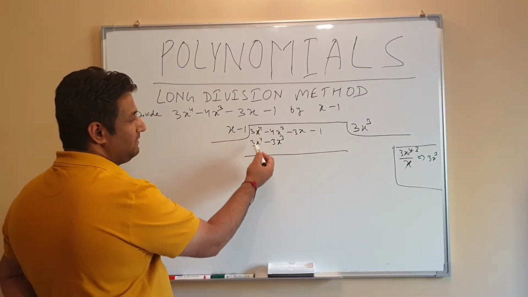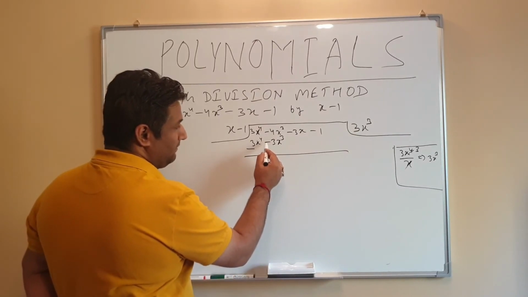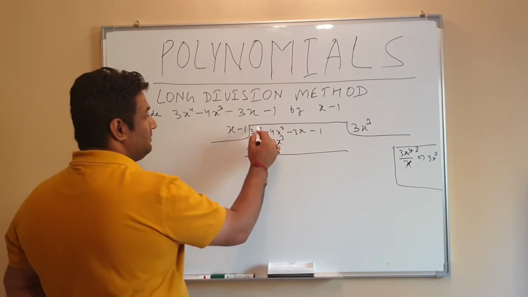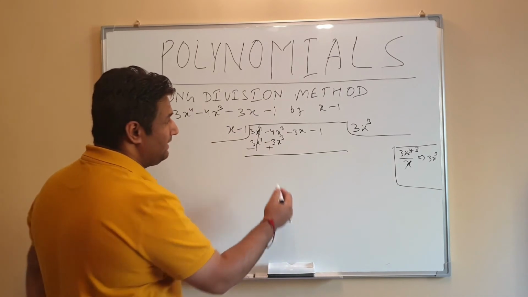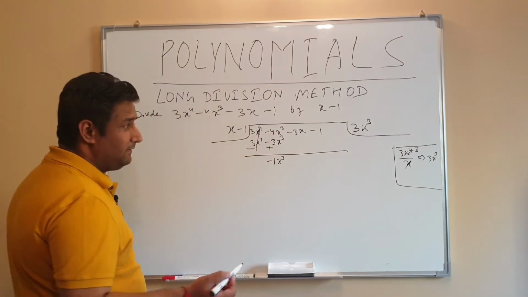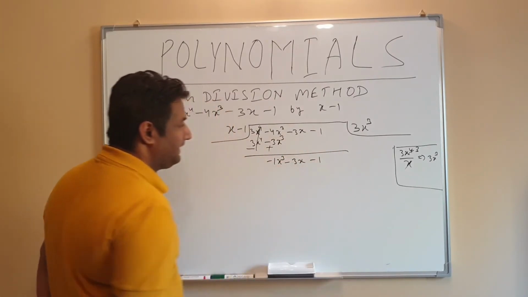Now if you see these terms, these terms are equal. So we'll just subtract them, and already we have a subtraction sign out here, so we'll make it positive. So this term will get cancelled. Now negative 4, positive 3, you'll get negative 1. So negative 1 x cube, right? And you'll just take down the other terms as it is, like that.